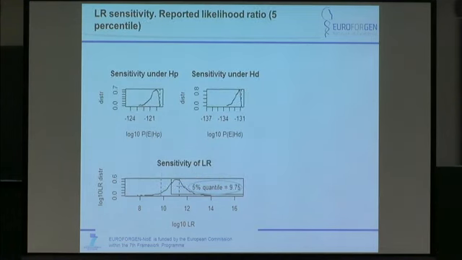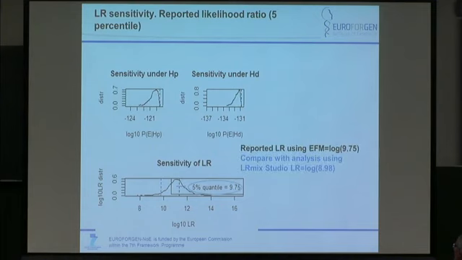So again, we report the 5 percentile down here, carry out the sensitivity test as I described a bit earlier on, and that gives us around about 9.75 bans. Now, if I compare that result with that which I achieved from LRMix Studio, I get a slightly lower number of 8.98 bans. So for this particular case, these two methods are comparable.